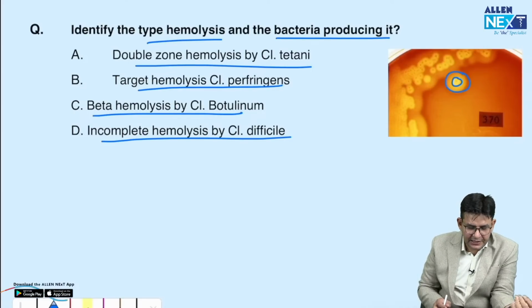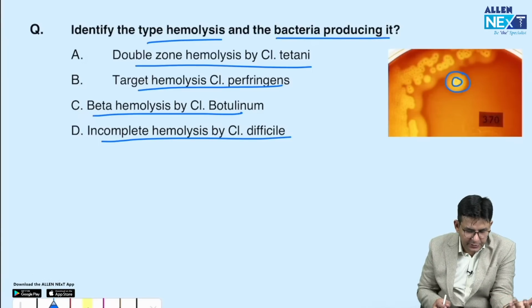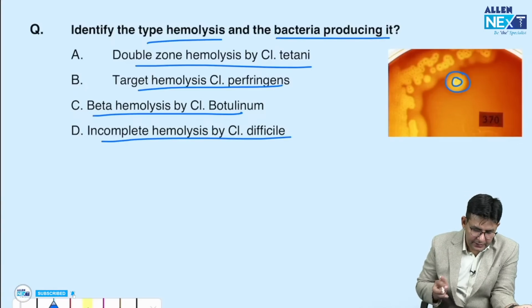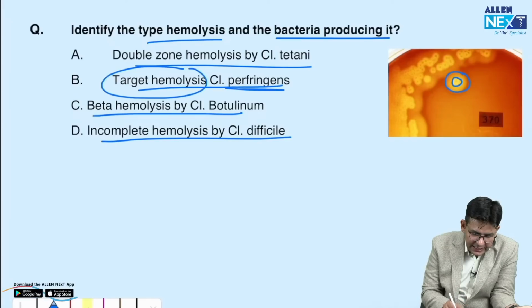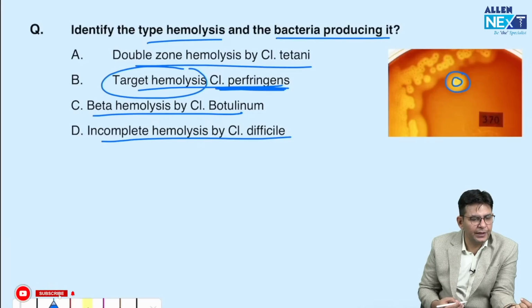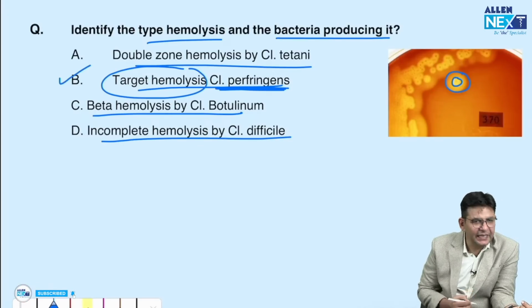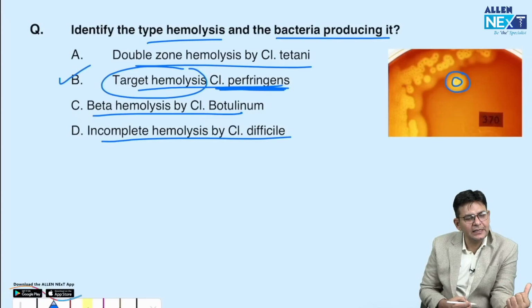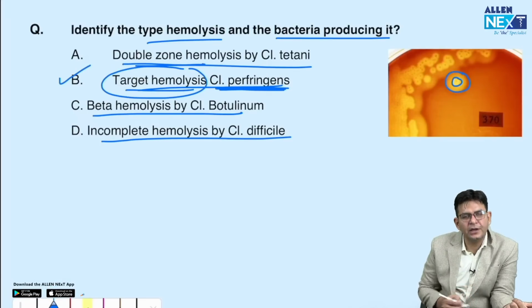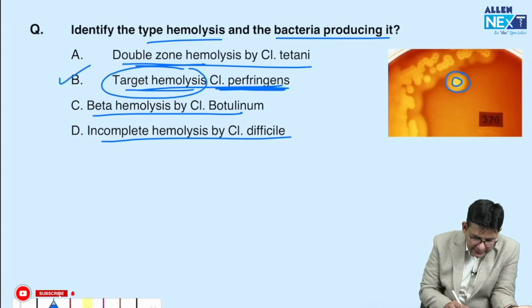Clostridium tetani does not show double zone hemolysis. Which particular organism does show it? The answer is B, guys. Target hemolysis it is, shown by Clostridium perfringens, which is also termed as Welchii. So the answer to this question is B rather than A. Like this, the examiner will play tricks, because double zone is also termed target hemolysis.